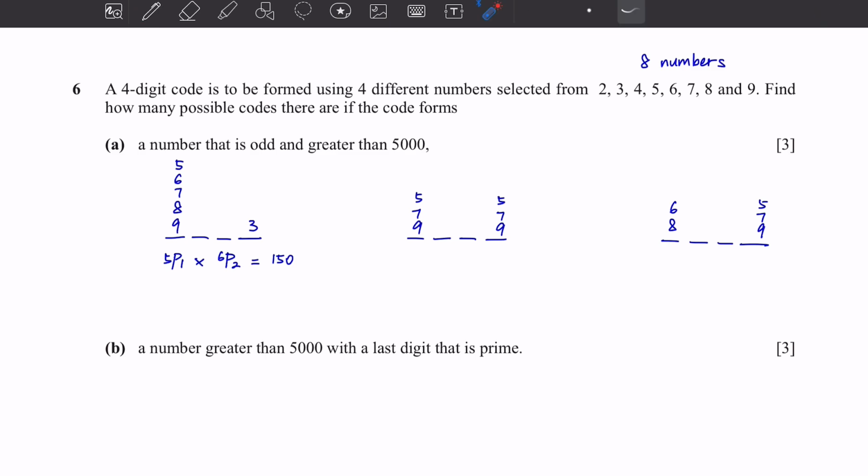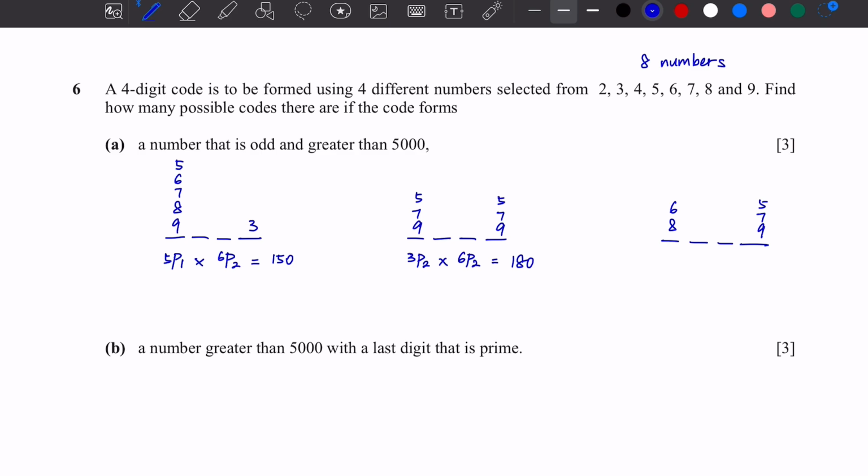Second situation, we choose from 5, 7, 9, and we put them into 2 different slots. So we choose from 3 numbers and we put them into 2 different slots. So 3P2 times, like what I said, we already used 2 numbers here. So we have 6 more numbers left to put into 2 different slots. So 6P2 as well. And this would give us 180.